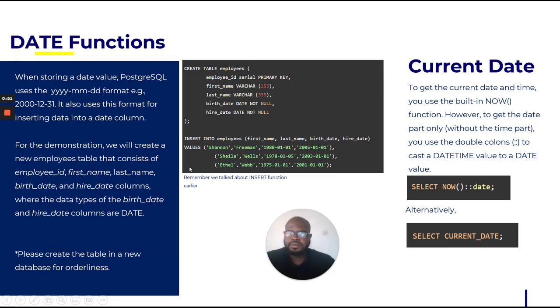Some things are important to note when we are using date functions, or when we are storing dates in Postgres. And it's that Postgres ideally stores dates in the year, month, and date format. So year first, month next, and date. That's 2022, 12, 25. That's how Christmas will be stored in Postgres SQL.